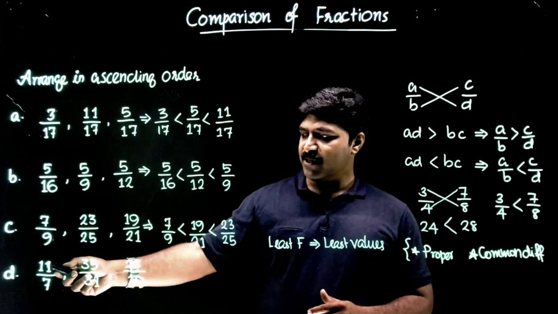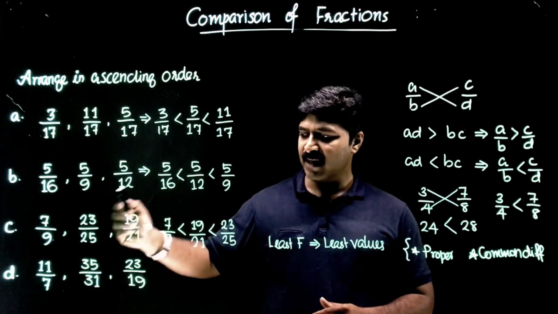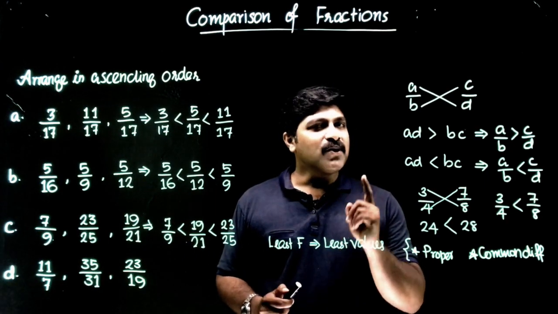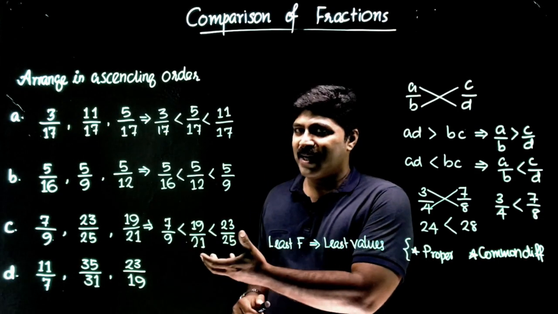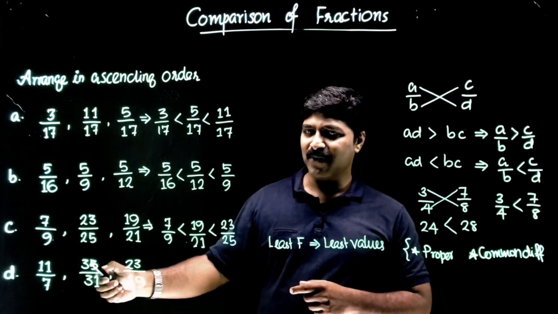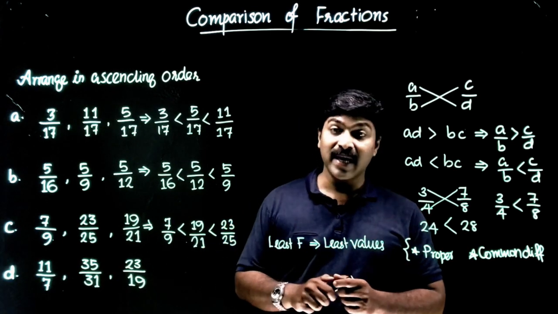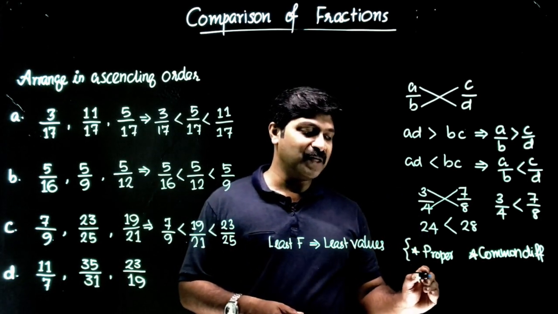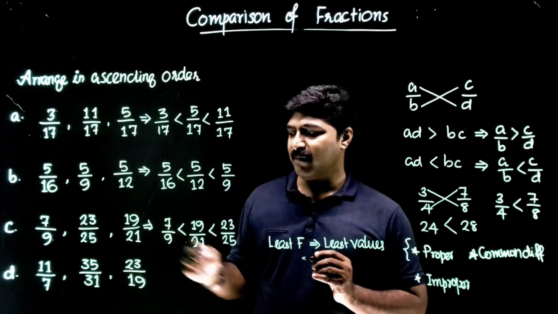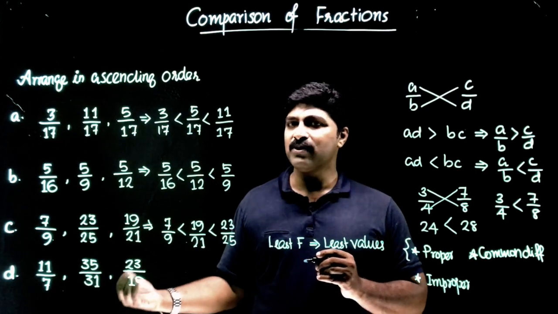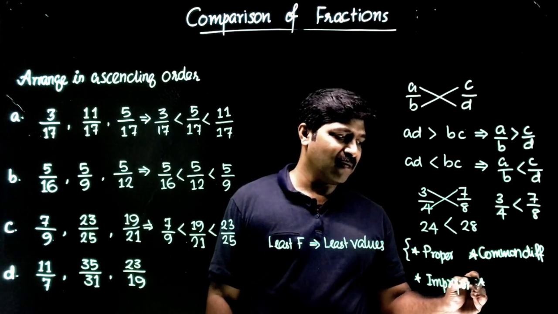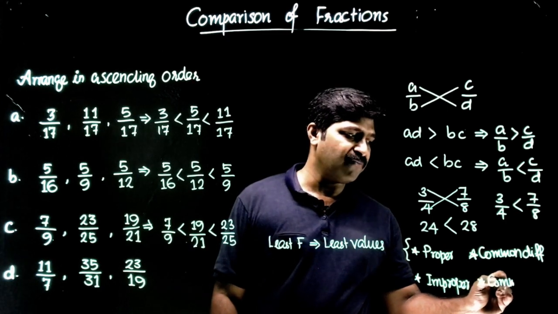Here, the comparison is between these values: 11 by 7, 35 by 31, 23 by 19. Now you are able to catch the common condition for these fractions easily because you are on track. So what is the interesting peculiarity here? All these fractions are improper fractions. That's the next point. Those all are improper, meaning the numerators are greater than or equal to the denominators. And there is again a common difference.